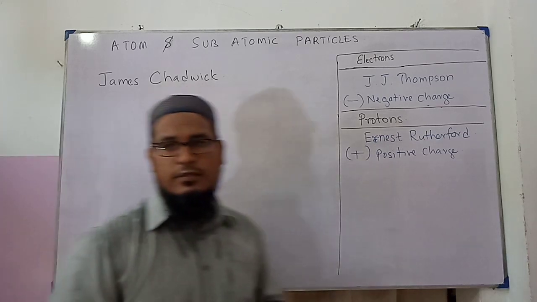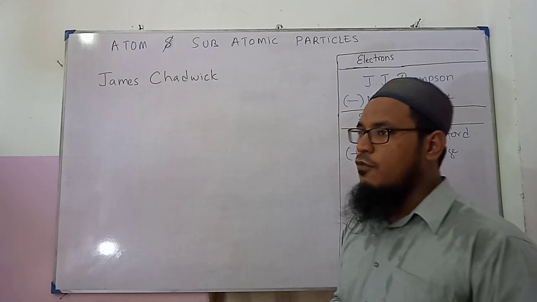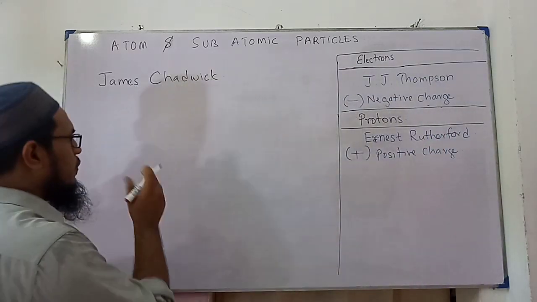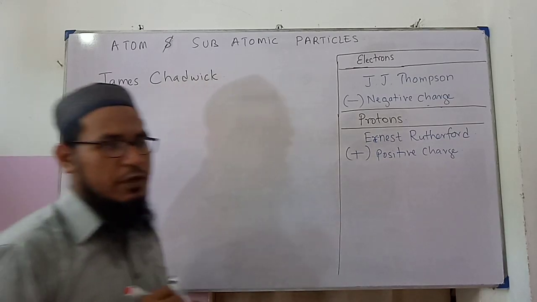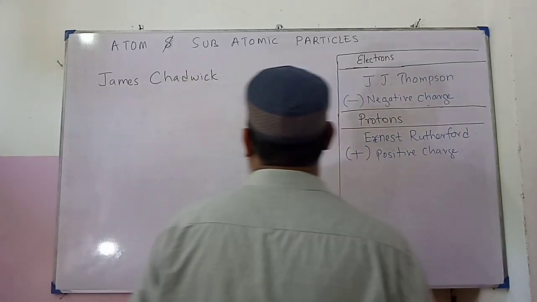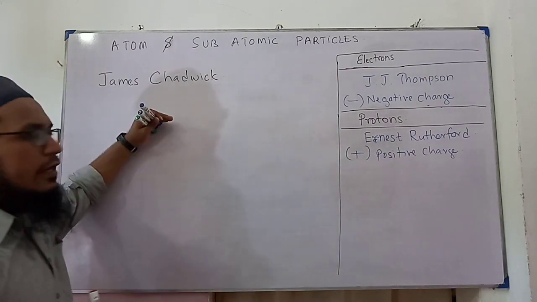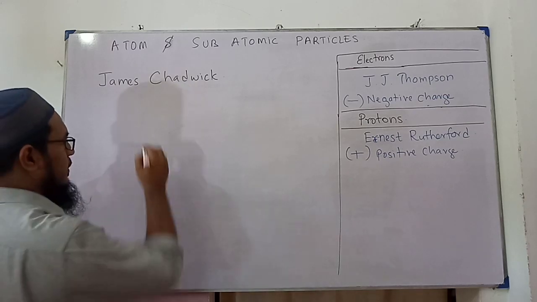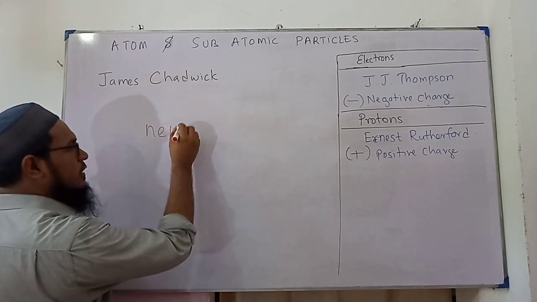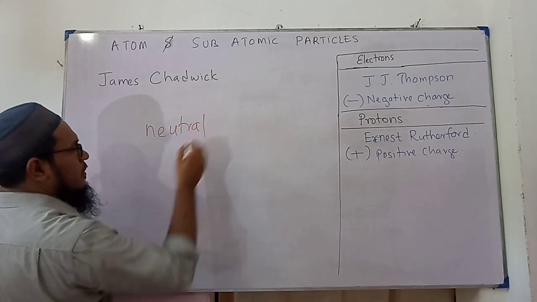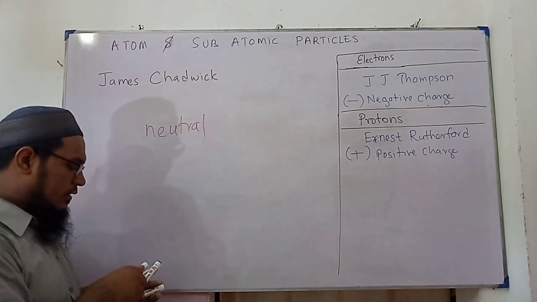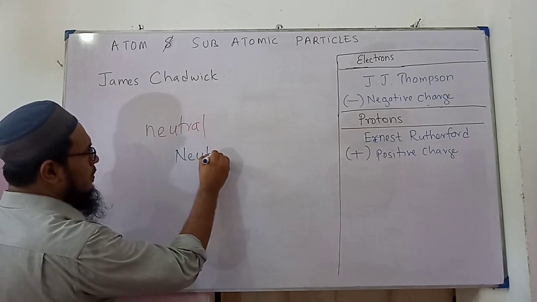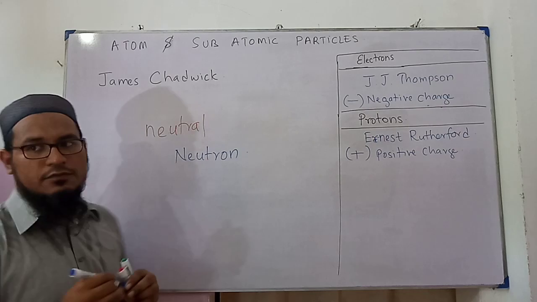Next, the scientist called James Chadwick found out the next particle. He found out the particle by doing a beryllium experiment. This particle was neither negative nor positive. Therefore, it was considered to be neutral. That means no charge. Therefore, he named it neutrons.